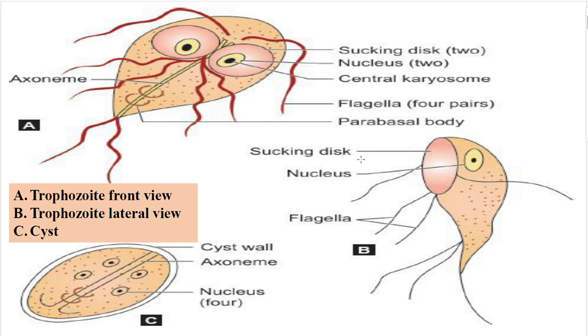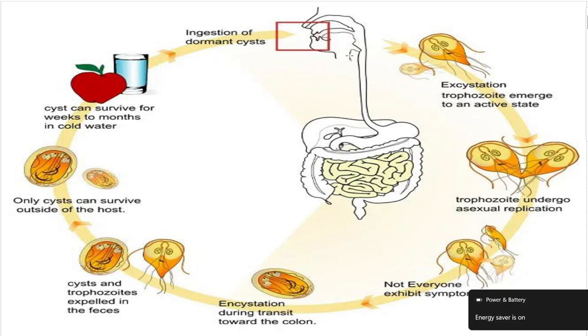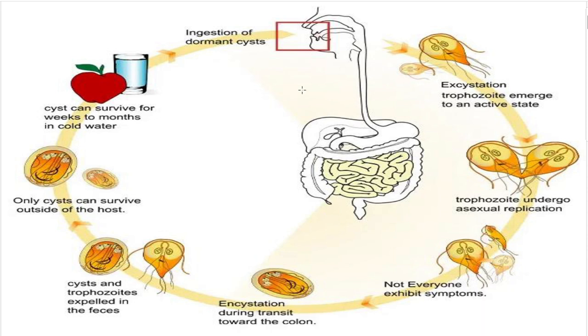So these are the structures of trophozoite front view. This is the front view. A diagram is the front view of trophozoite. Then B is the lateral view of trophozoite and C is the cyst. So this is the life cycle in illustrated form. You can see the ingestion of dormant cyst, then excystation, the trophozoite emerges to an active stage. Here trophozoites undergo asexual replication.